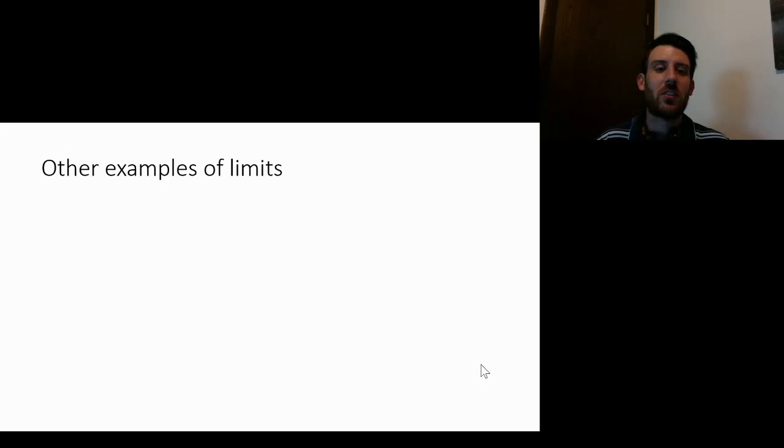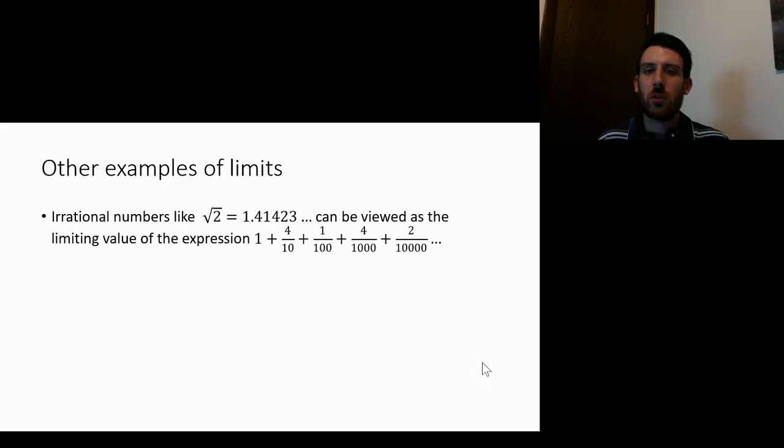So for example, let's consider the irrational numbers, like the square root of 2, which we know to be calculated at 1.41423, etc. We can now think of this number not as a standalone value, but as the limiting value for the expression of adding up each of the places. So we can think of this as 1 plus 4/10 plus 1/100 plus 4/1000 plus 2/10,000, etc. And in such a way, we're able to talk about these difficult irrational numbers as just being the end result of following what we know the square root of 2's limiting value to be.